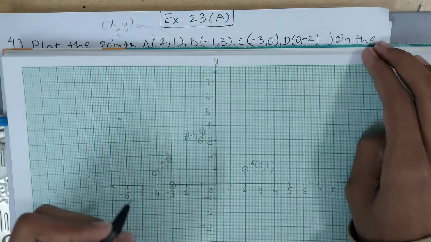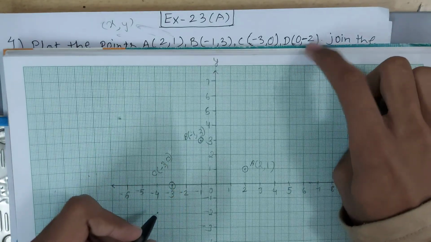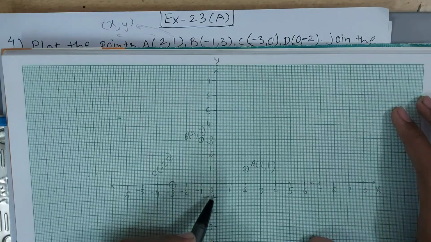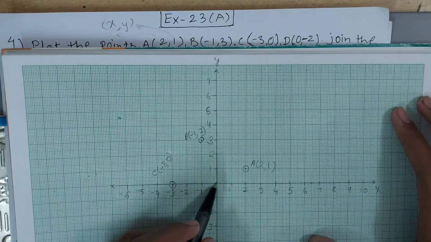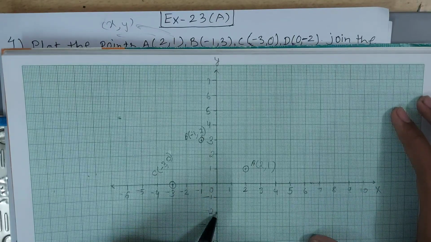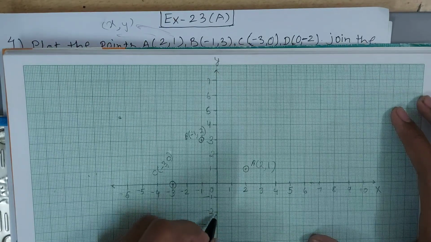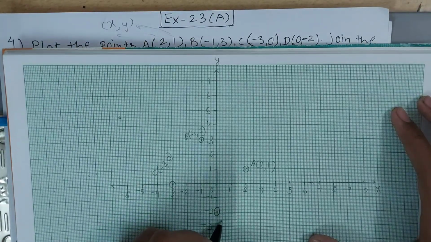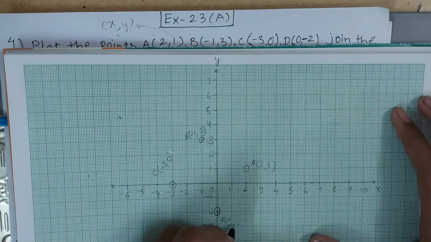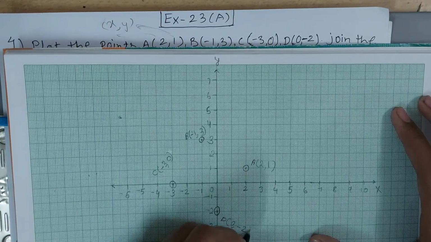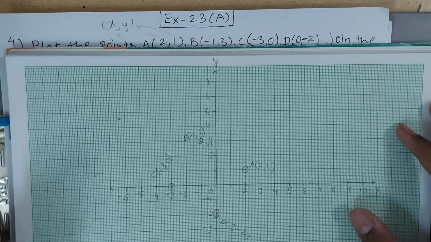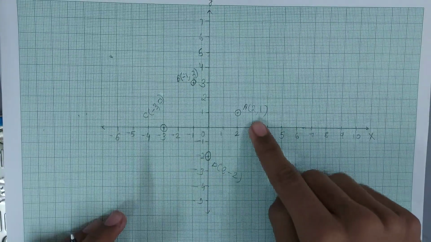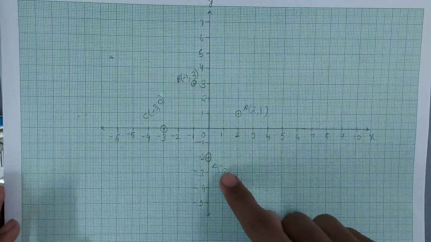Then point D (0, -2). 0 is right here on the x-axis, and then -2 on the y-axis, -1, -2 right here. We have to put a circle on it like this, which is going to be (0, -2). Now we have marked all the points as you can see on this graph: A, B, C and D.